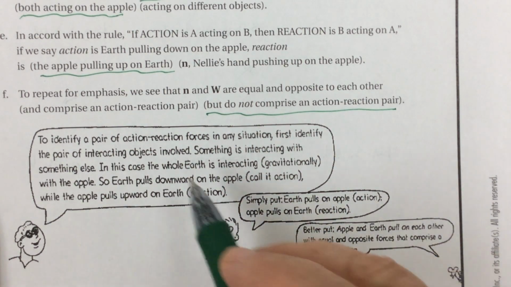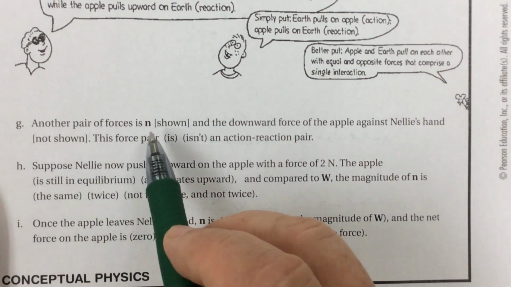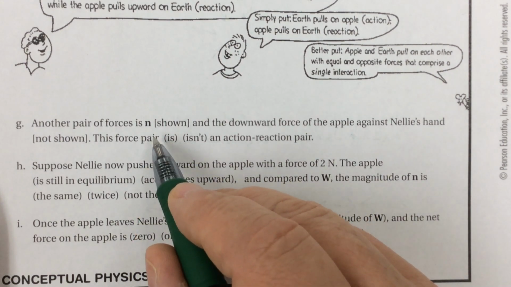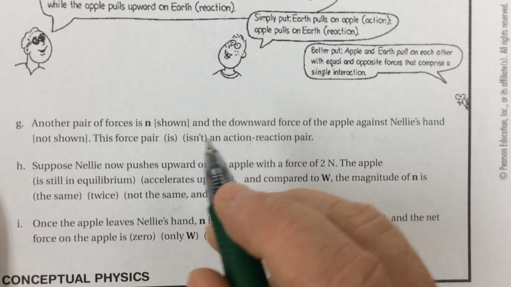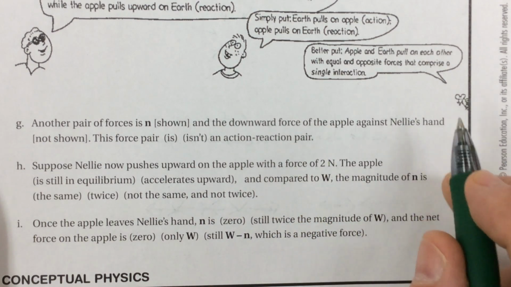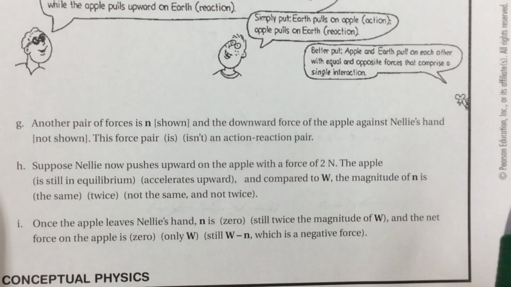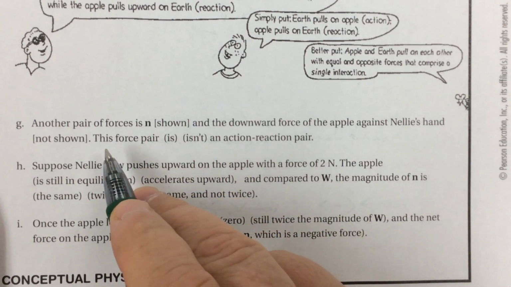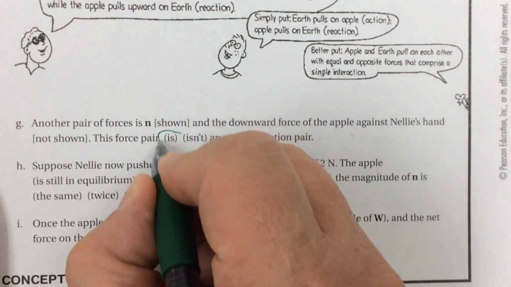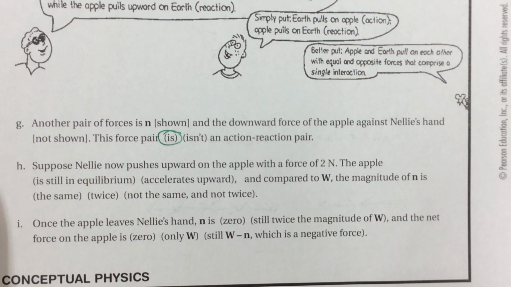Okay, so I'll let you read these. The cartoons are cool. So another pair of forces is N, which is pushing up from the hand to the apple, and the downward force of the apple against the hand. This is what a lot of people would imagine to be an action-reaction pair. The hand is pushing on the apple, and the apple is pushing on the hand. In this case, is it an action-reaction pair? Yes. If you're considering the weight of the apple shoving on the hand, a force on the hand, then suddenly it is an action-reaction pair.